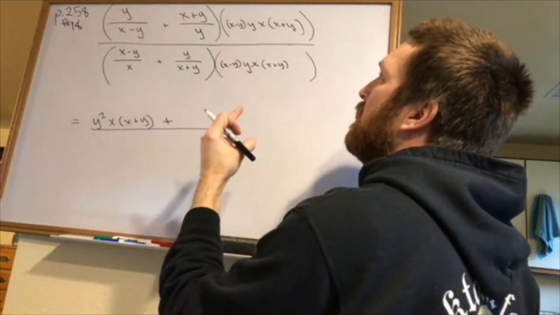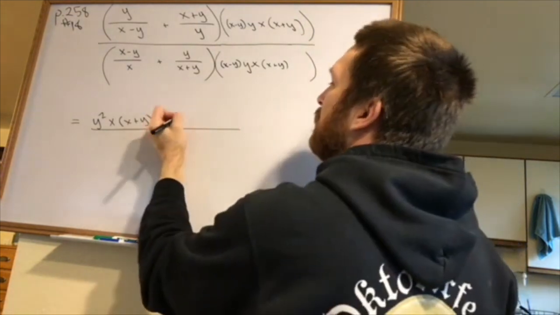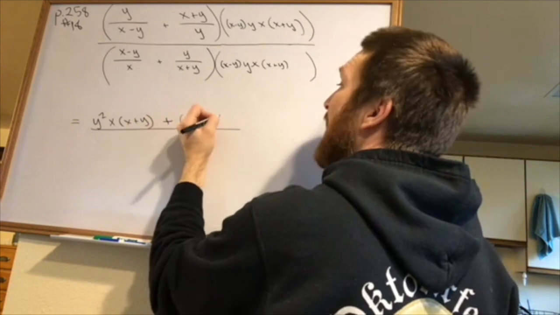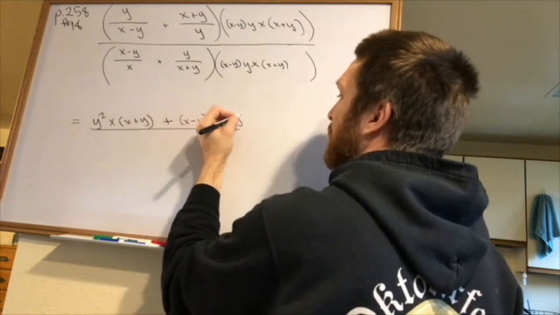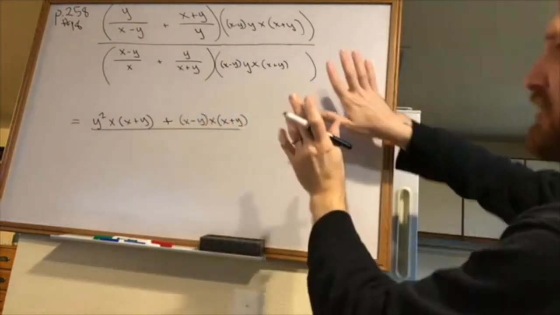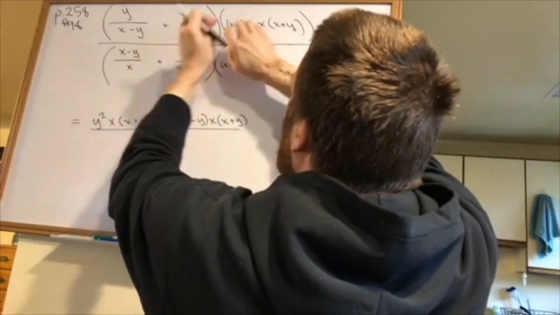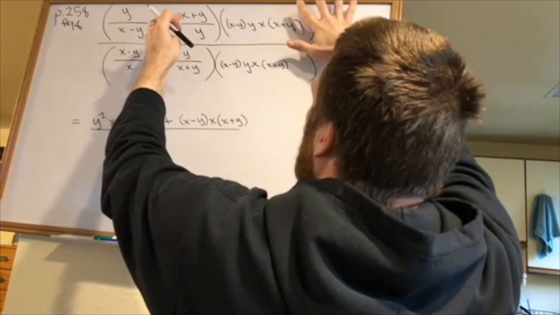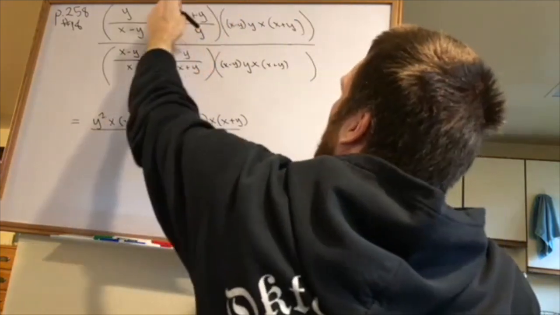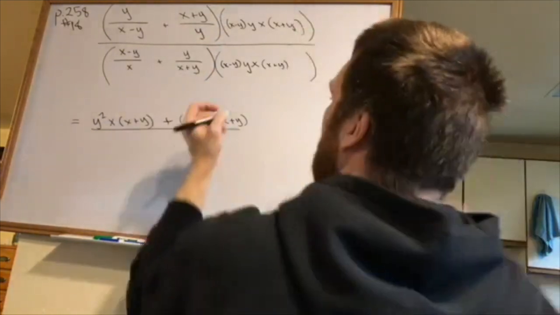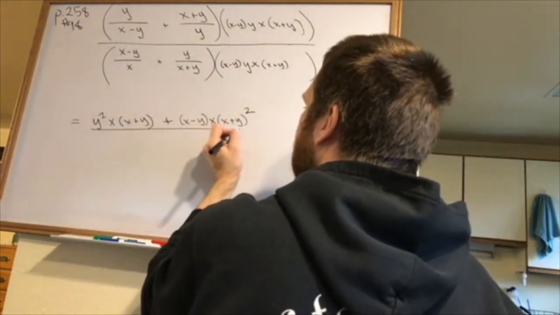X minus y times x plus y squared. Yes, good. That's how I would write it. Because I just visually saw that cancels that, I'm going to be left with all those guys. So I just started writing them down and said, oh yeah, he's going to come along for the ride too. He's already there, and so we're going to have to square him.